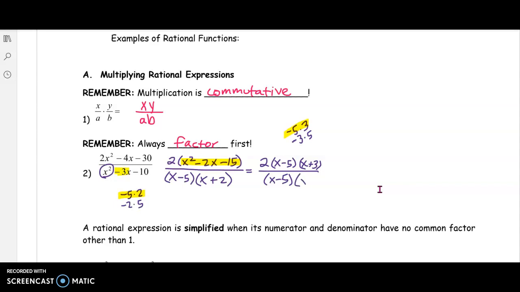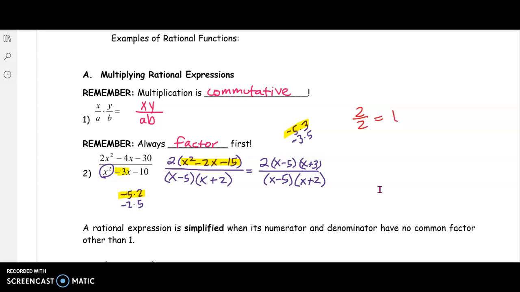Now, if you see any of those binomials the same on top and bottom, we can cancel them out because anything divided by itself is 1. And I can show you an example over here on the side. 2 divided by 2 is 1. 10 divided by 10 is 1. A million divided by a million is 1.